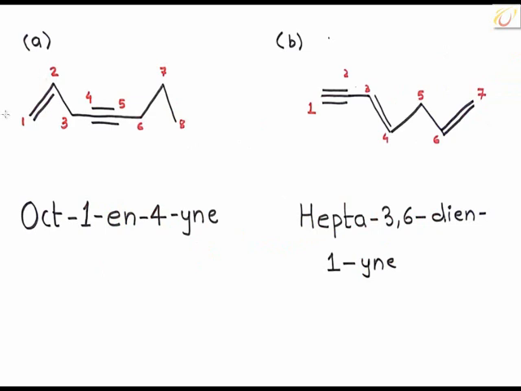In this case, we need to number from the left hand side, because if we number from the left hand side, multiple bond gets locant 1. If we number it from right hand side, locant for multiple bond will be 1, 2, 3, 4, sort of 1 and 4. 1 is preferred. So we are numbering it from LHS. Now between 1 and 2 there is a double bond. Between 4 and 5 there is a triple bond. And there are total 8 carbons. So the root word is oct. 1-EN. What's the position of triple bond? Carbon number 4. And what's the primary suffix for the triple bond? YNE.